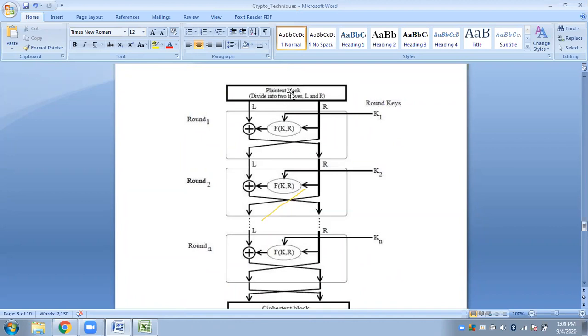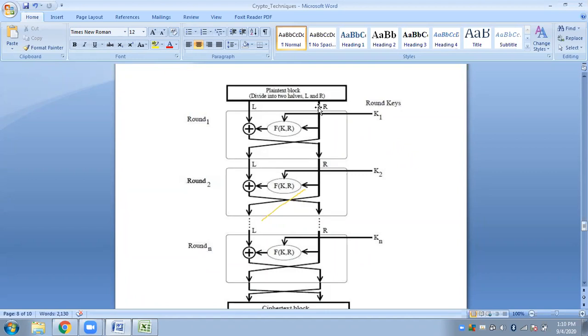Then that particular block will first be divided into two halves. One will be the left half and the other will be the right half. So you will be breaking the plain text block into two halves. Here you have the left, most significant bits, and here you have the right, least significant bits.